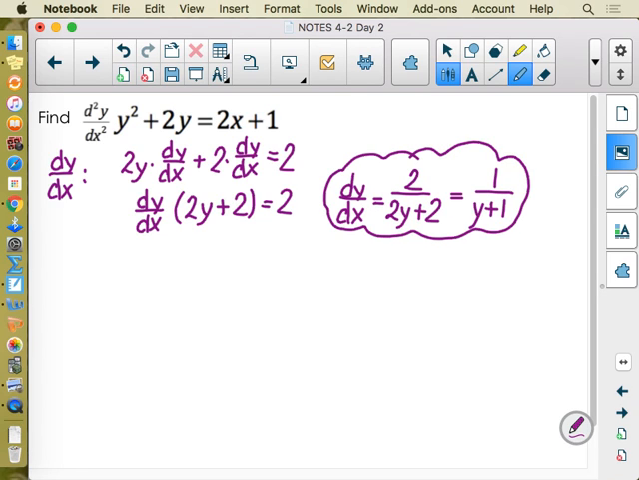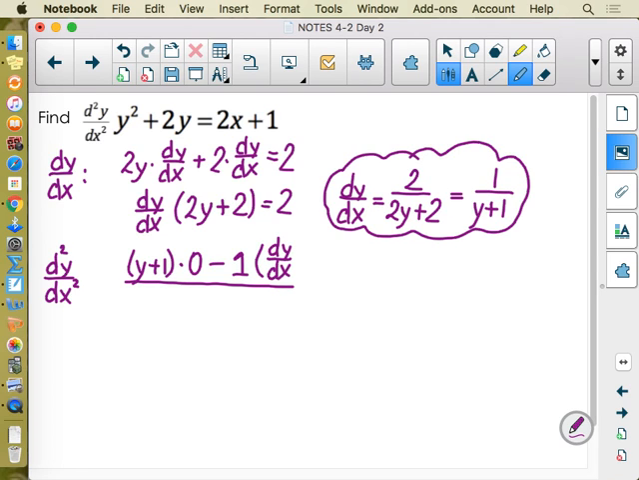So when I go to take the derivative of 1 over y plus 1, I need to be thinking about the fact that that's going to be a quotient rule situation. So I'm now finding the second derivative with respect to x. I'm going to go back to what I just found, 1 over y plus 1. I'm going to evaluate that derivative using some quotient rule. Low times derivative of high, minus high times derivative of the low, which is dy/dx, or 1 dy/dx, all over the denominator factor squared.